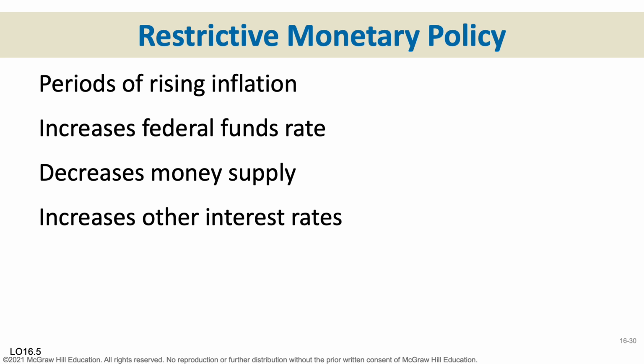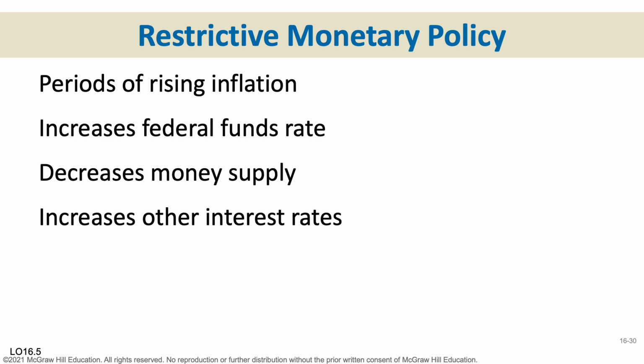Sometimes the problem is not recession. Sometimes we have inflation to worry about. If we have rising inflation, then the Federal Reserve will use a restrictive monetary policy, which means they're going to decrease the money supply. So if they're going to decrease the money supply, then they're going to be selling bonds. And when they sell the bonds, the bank or the public has more bonds, but the money flows out of us and into the Federal Reserve, which will decrease the bank's reserves, which decreases how much they can loan out.